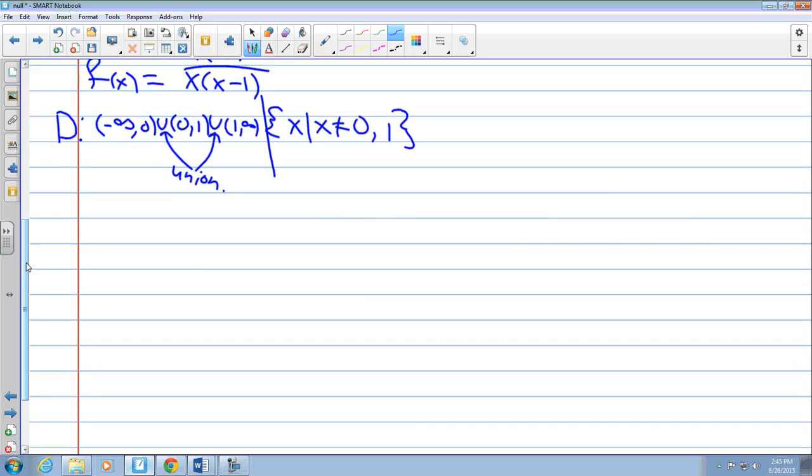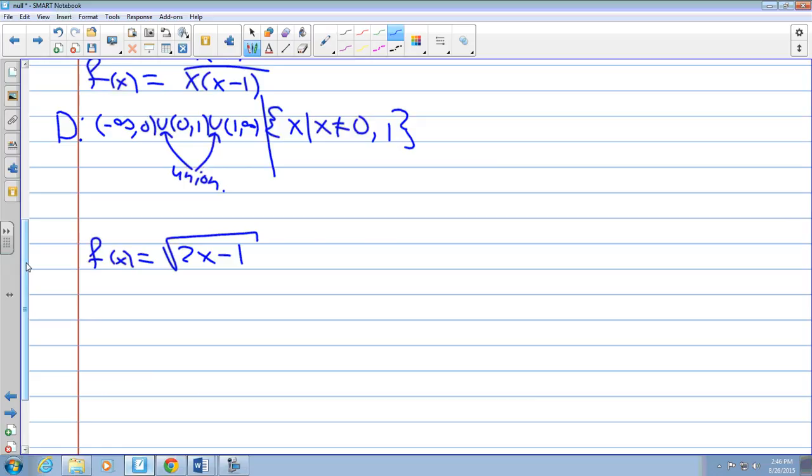Here's another example. Function: square root of 2x minus 1. I don't have division, but I do have a square root, so I have to make sure that the radicand stays non-negative, which means either positive or 0. I can take the square root of 0. So I have to make sure that the radicand stays non-negative.